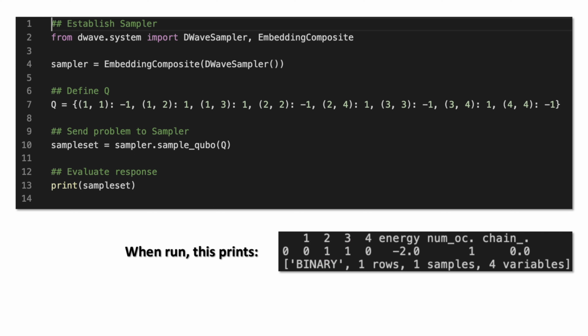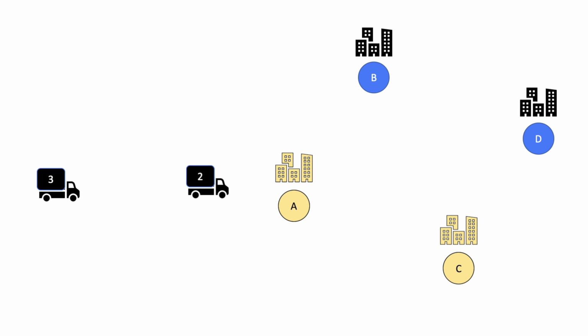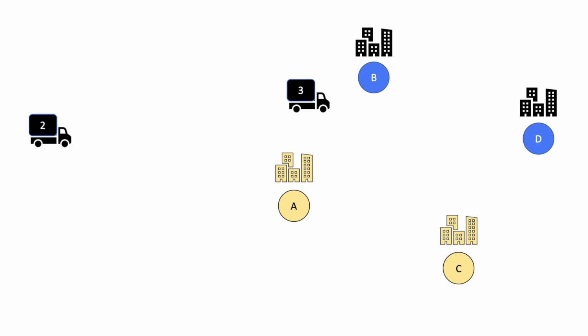Some problems might have many different solutions, and so we may ask the QPU to return a collection of solutions, or samples. Using trucks 2 and 3 for this set of cities and corresponding truck routes gives us an efficient solution that uses just 2 trucks to visit each city exactly once.